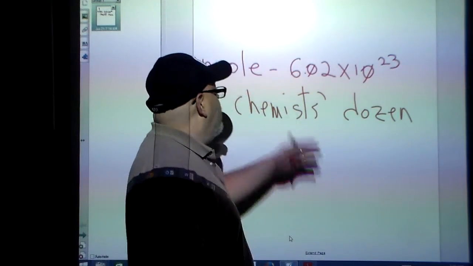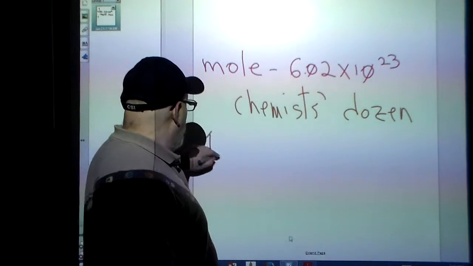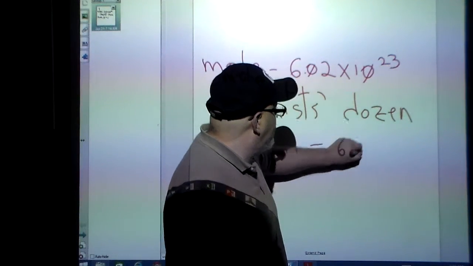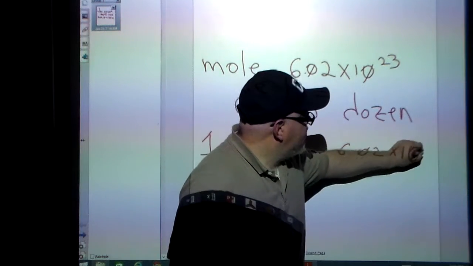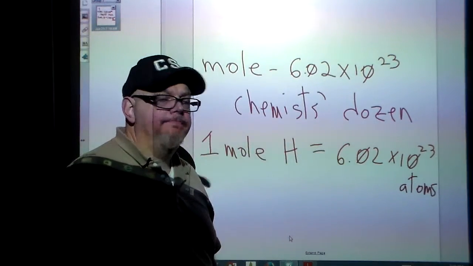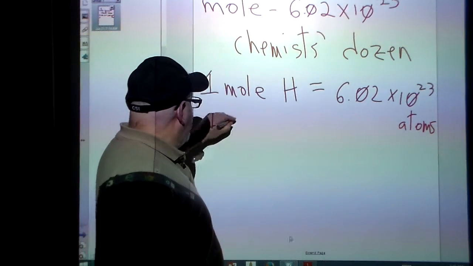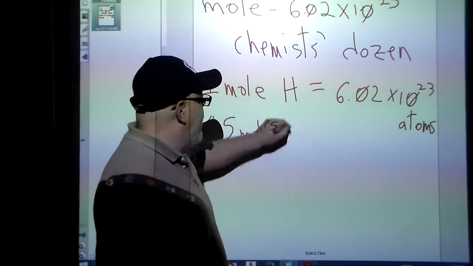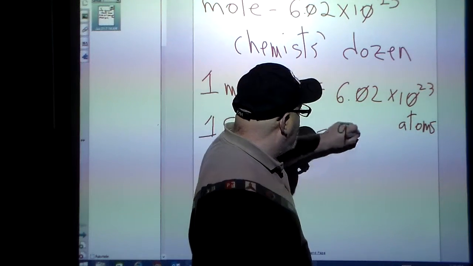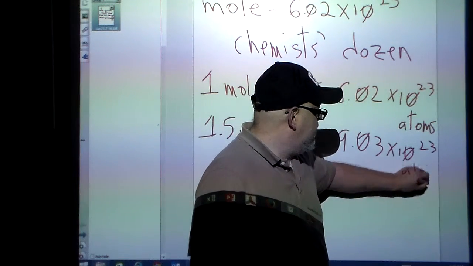Well, in chemistry, when we talk about the mole, it is a number. It is a very large number. So when we talk about 1 mole of hydrogen atoms, it's going to equal 6.02 times 10 to the 23rd atoms of hydrogen. That's it. If I look at 1.5 moles of, let's say, helium atoms, that's going to equal 9.03 times 10 to the 23rd helium atoms.